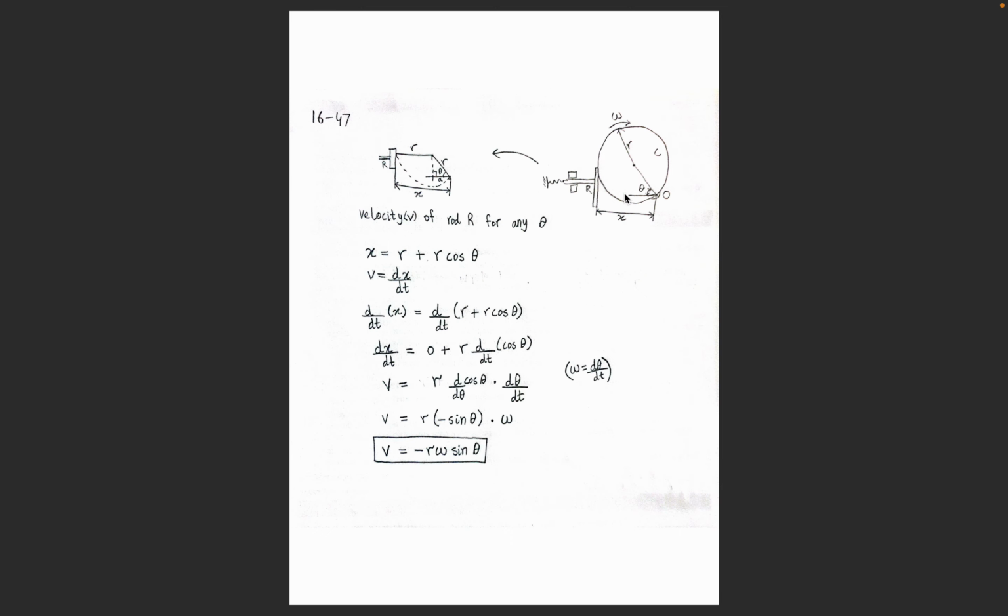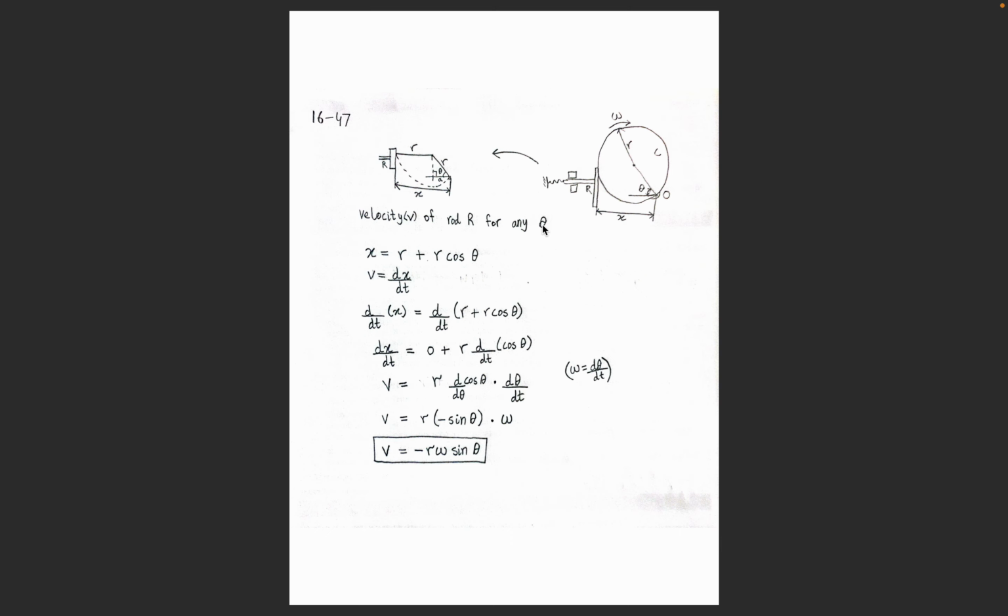Any point on the boundary of a circle has a distance R from the center, and the distance from the center to the plate A where it touches the cam C is also R. So that remains constant, but this horizontal distance changes with the angle. So we have to find the velocity v of rod R for any theta.